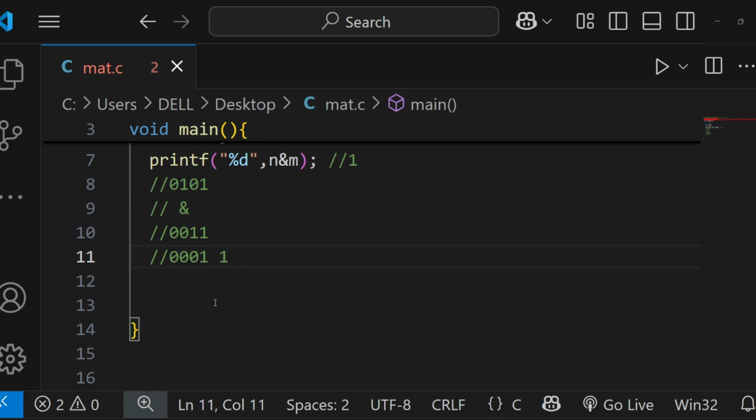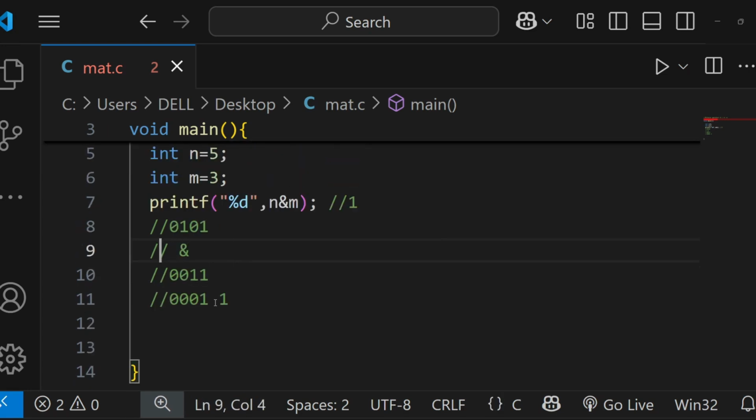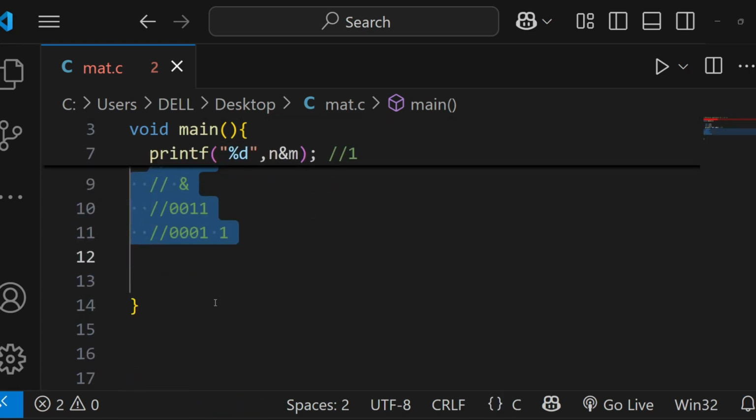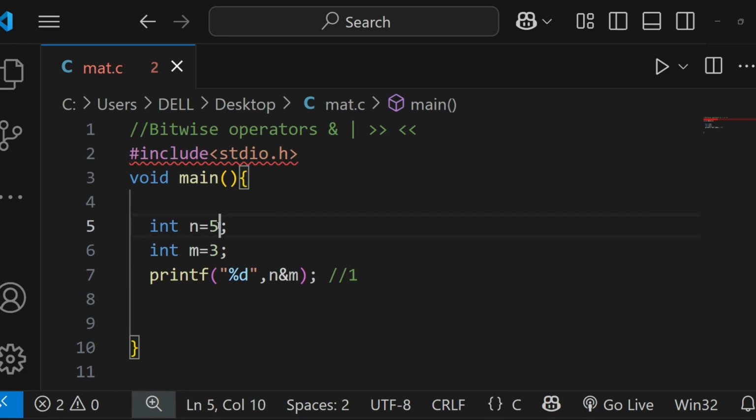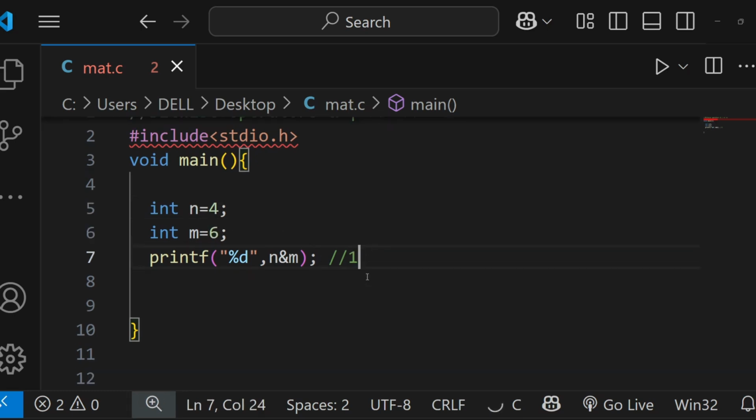Is that clear? Now, if I change the value, if you say, okay, this is 1, now I want to change the value to this. I don't want 5 and 3, I just want to make any other value. So suppose I say this is 4 and this is 6 here.